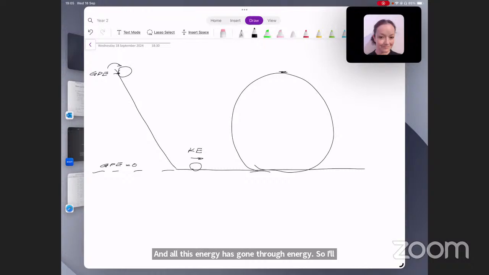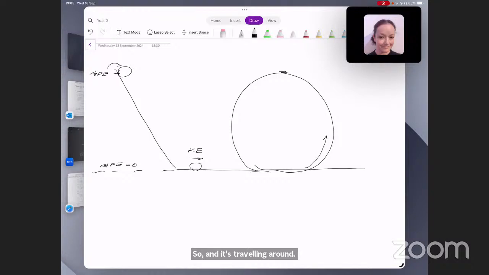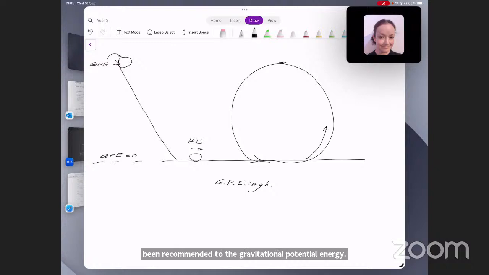And it's traveling around up to the top of the loop, and if you remember, the formula for GPE is mgh. So as the car travels to the top, all its kinetic energy has been reconverted to gravitational potential energy. What I'm trying to say is that at the top of the loop, the car has a velocity of 0 because it has no kinetic energy.